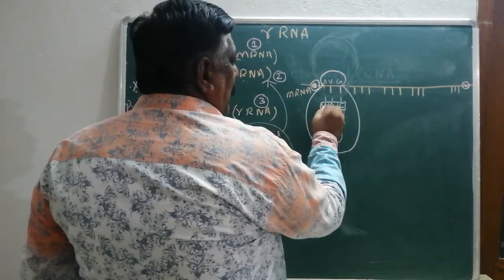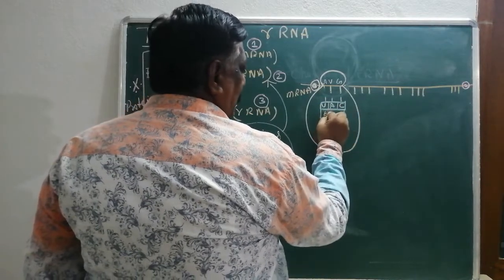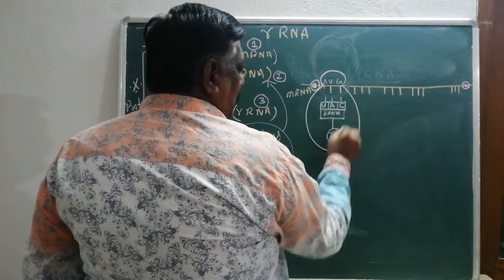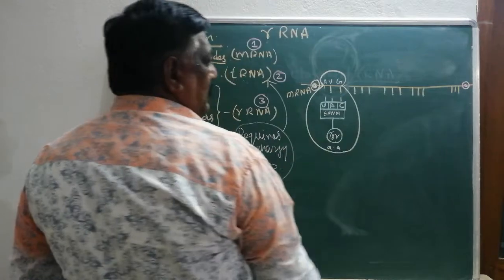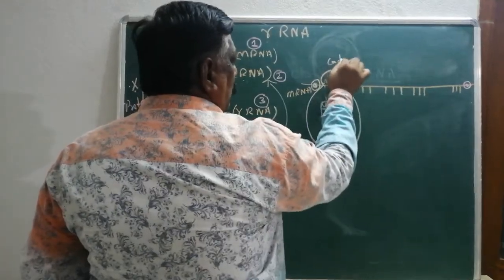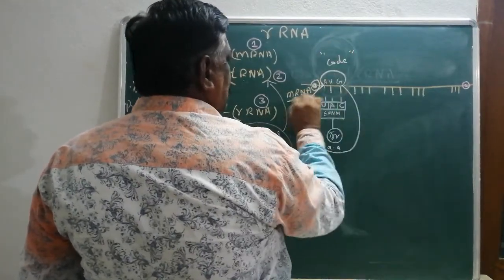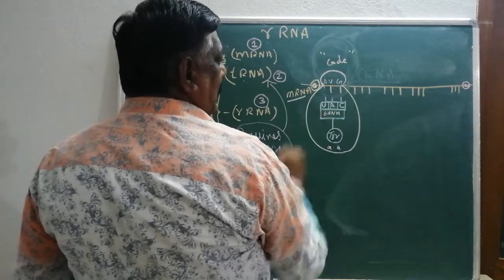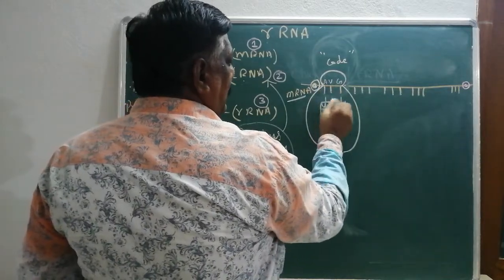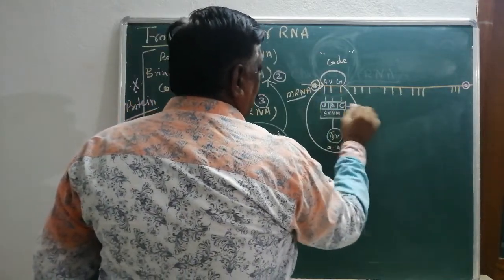Now this is the anticodon, this is tRNA. It brings an amino acid. This is the code. This is mRNA. This is tRNA. This is a code. This is the anticode.